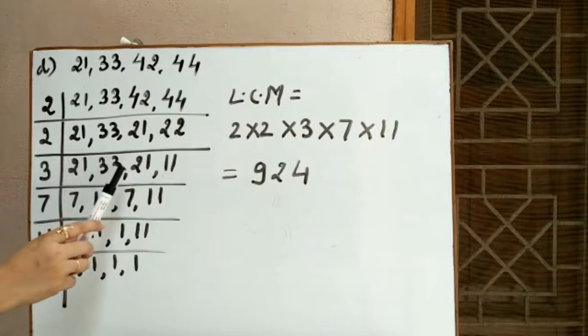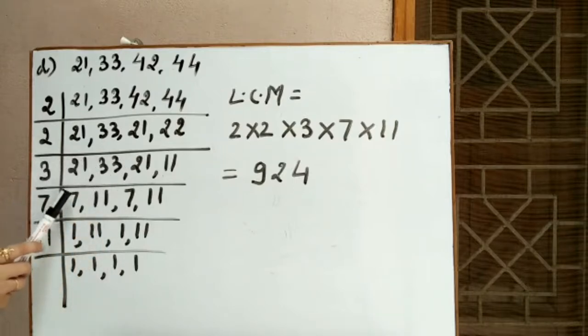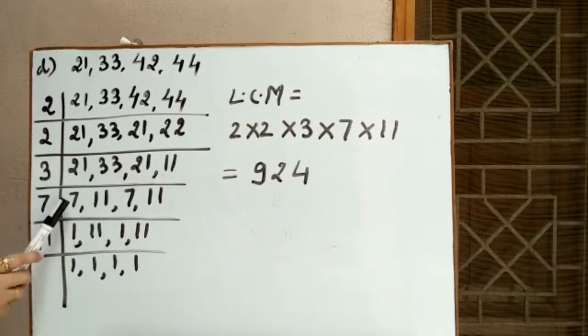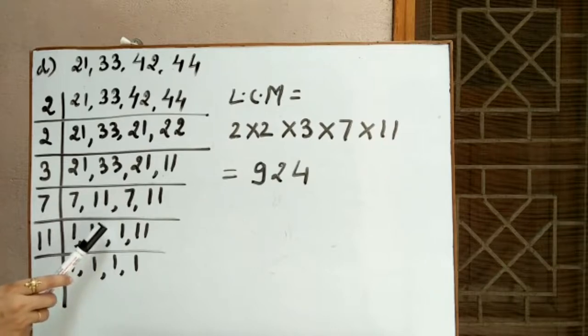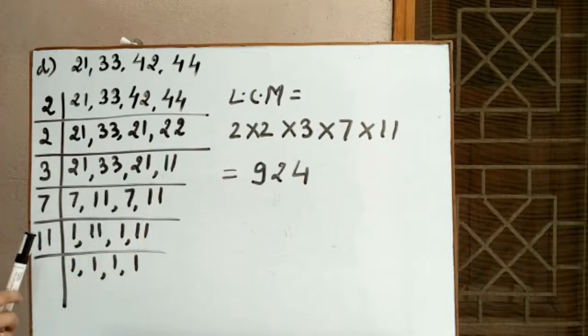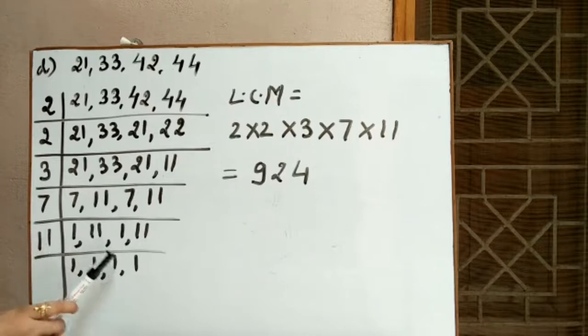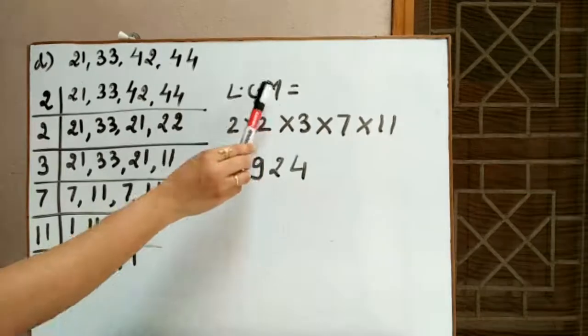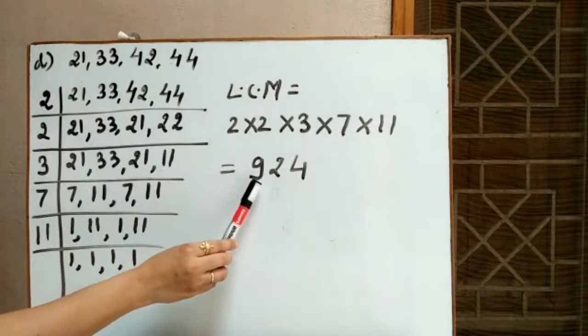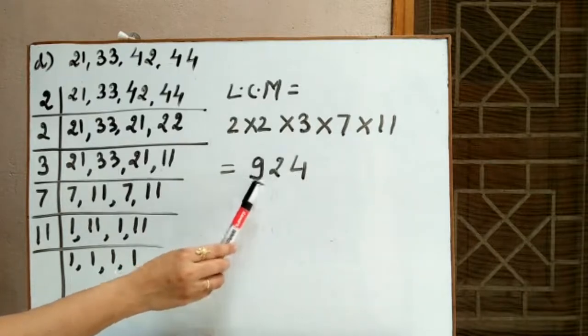Now we will divide these numbers by 3. 3 sevens are 21, 3 ones are 3 and 3 ones are 3. 3 sevens are 21, and we will write 11 as it is, because it cannot be divided by 3. 7 ones are 7, 11 we will write as it is. 7 ones are 7, and we will write this 11 as it is. 1, comma, 11 ones are 11. LCM is equal to 2 into 2 into 3 into 7 into 11 is equal to 924. It is your answer.